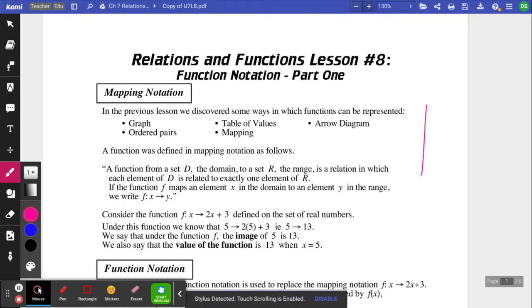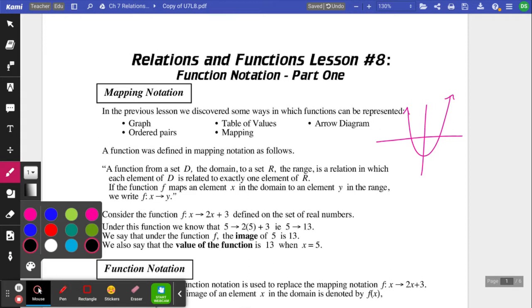So if you had this picture, is that going to be a function, this parabola? Yes. How do you know? Right. If you draw a vertical line anywhere on this graph, it only touches at one place. That means for every x value, when x is 7, for example, you only have one y value. See it? Okay.